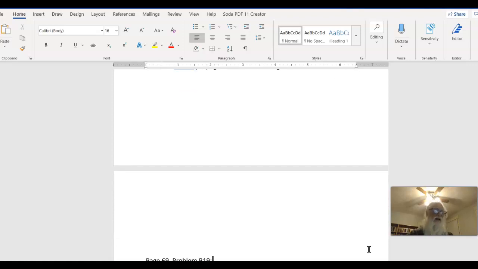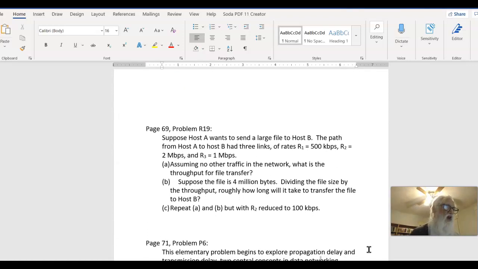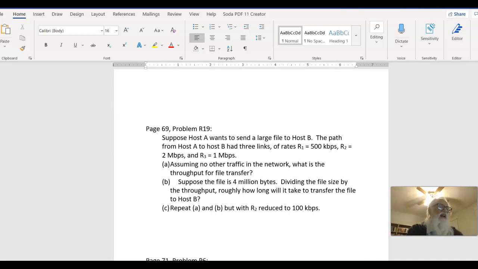Problem 2. Now this one is not that hard. Again, you're sending stuff across the line. Your first line can move 500,000 bits per second. The second one can do 2,000 bits per second. Pardon me, 2 million bits per second. And the third one can give 1 million bits per second.